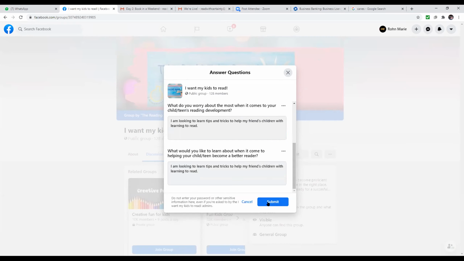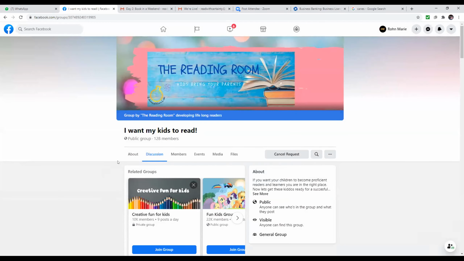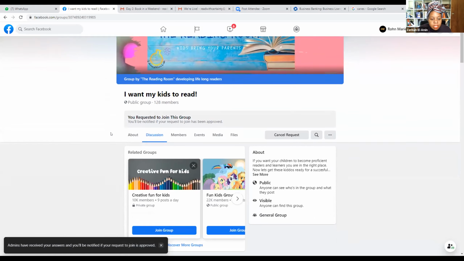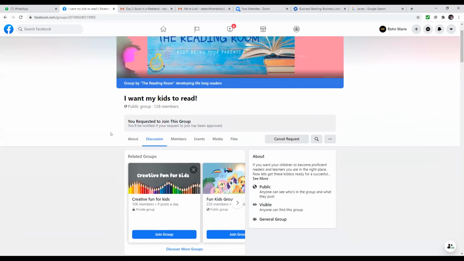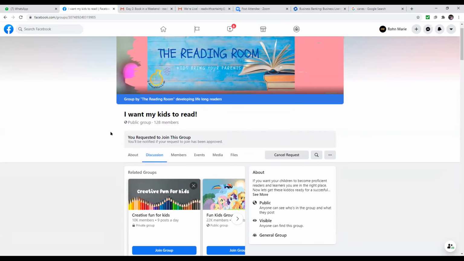I think that's the last one. Yeah. Yep. The reading. Oh, it's a small group, 128. Yeah, it's a small group. I figured she might have just started it, maybe.